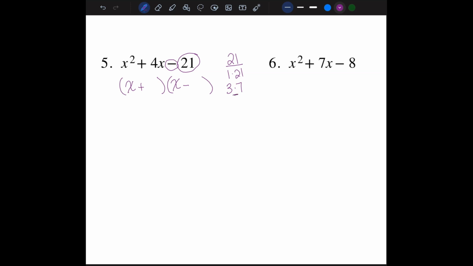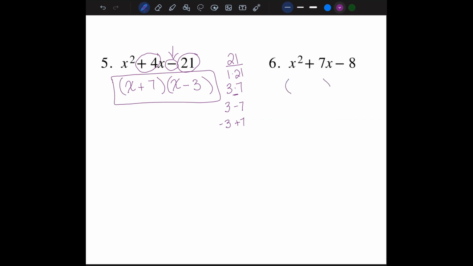So I need the combination that will subtract to make a positive 4. Well, if I do 3 and negative 7, that makes a negative 4. But if I do negative 3 and positive 7, that makes a positive 4. So I need the 3 to be with the negative sign and the 7 to be with the positive. So when your signs are different, you really have to pay attention to where those numbers go.